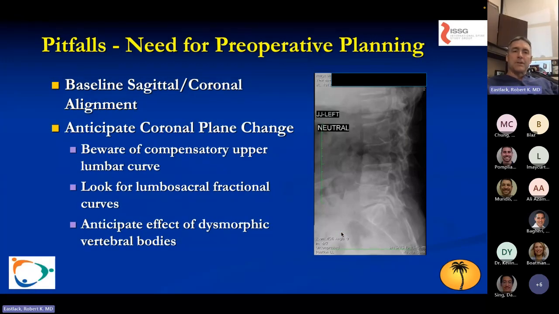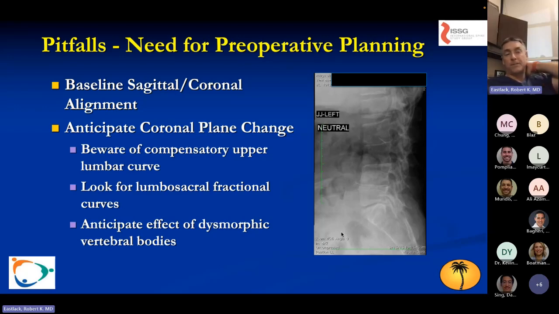The baseline sagittal and coronal alignment should be very scrutinized going into surgery, and beware of compensatory upper lumbar curves for what are lumbosacral fractional curves that are related to dysmorphic bony anatomy. That may be asymmetric trapezoidal L5s, asymmetric S1 or sacral promontories. You have to look at that.